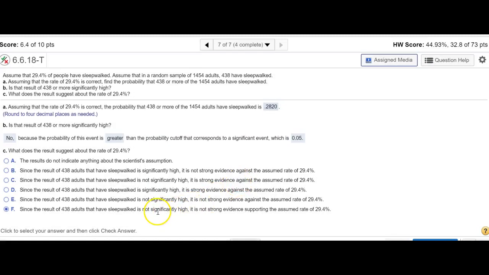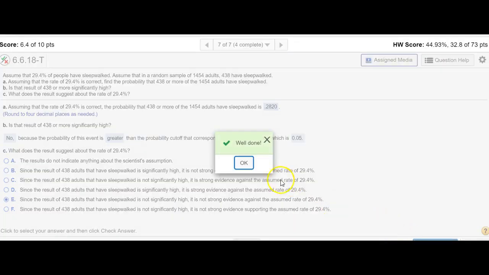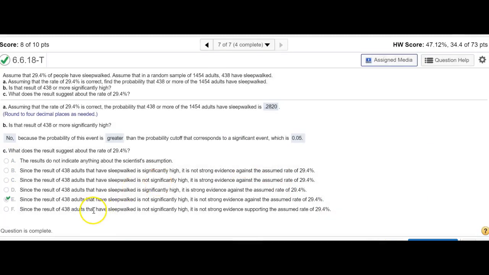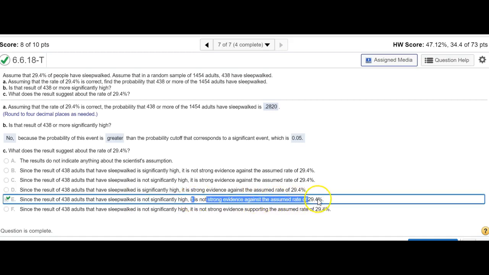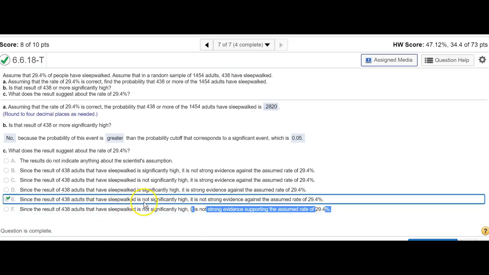And let's see if I am horrible at reading these. It is not significantly high, supporting... again, really tricky here. It is not significantly high, so it is not strong evidence against the assumed rate, supporting the assumed rate. So you have to be careful reading these.